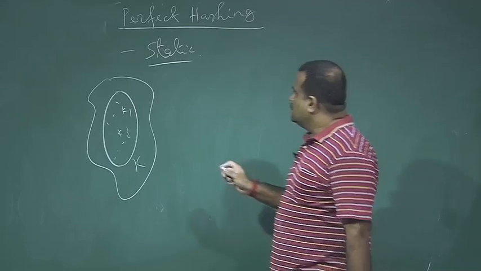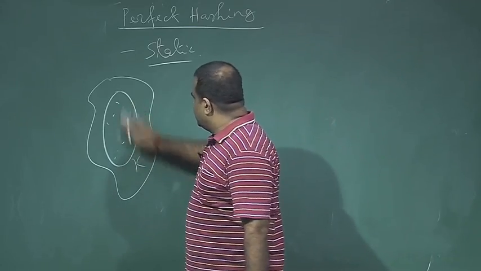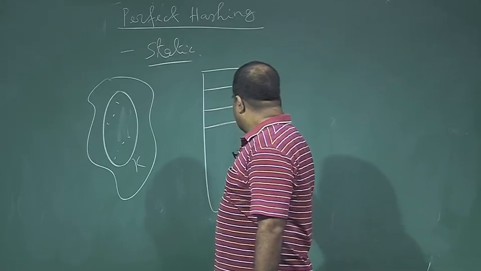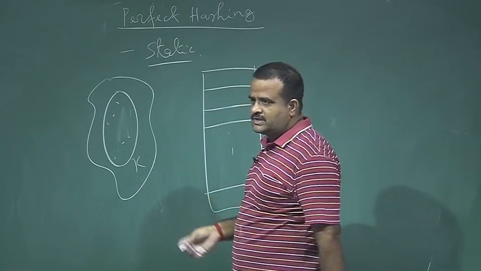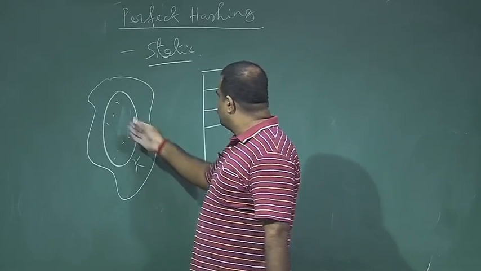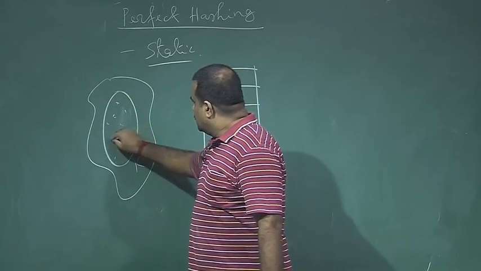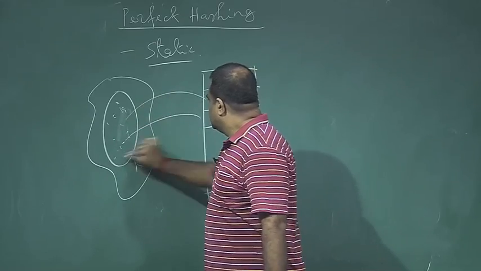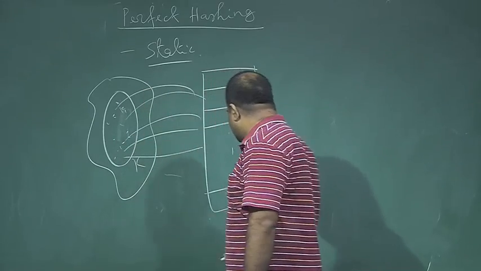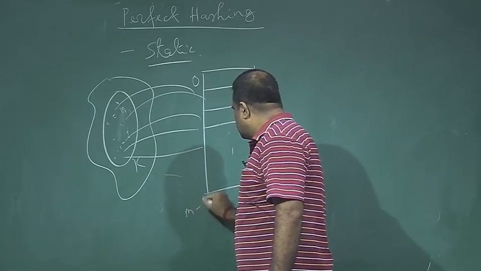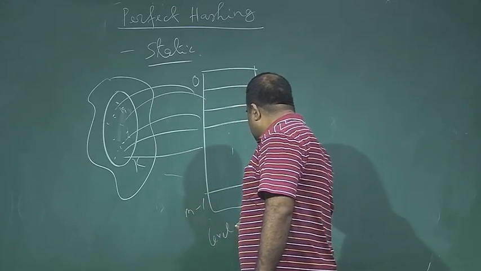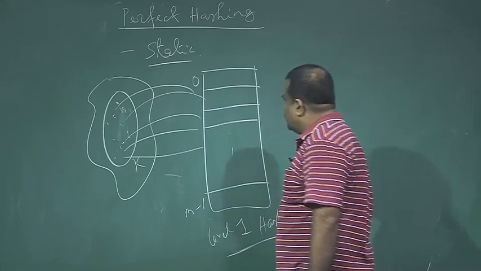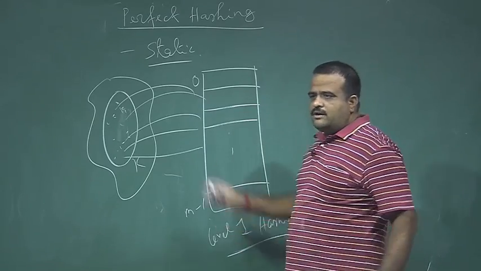So, what we are doing? In the first level, there are n keys. We choose a hash function, this could be a universal hash function. We apply this hash function on these keys. This is the first level hash function, mapping to 0 to m minus 1, this is the level 1 hashing. Okay. So, if we do that, there will be collisions.